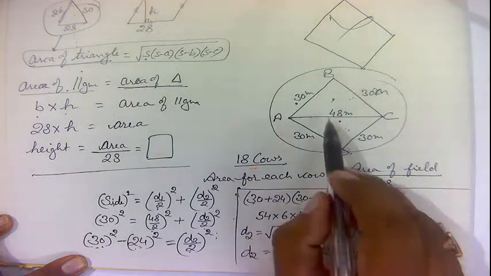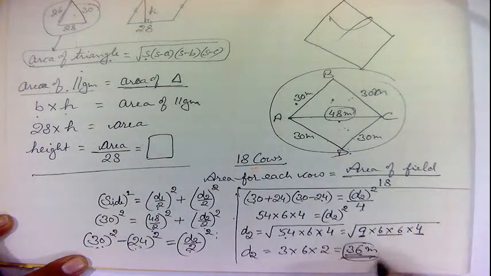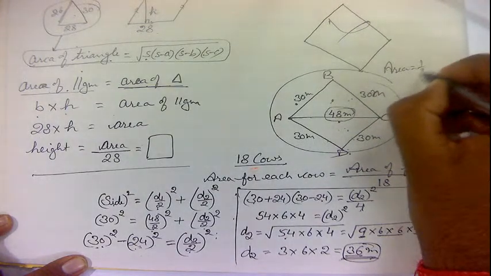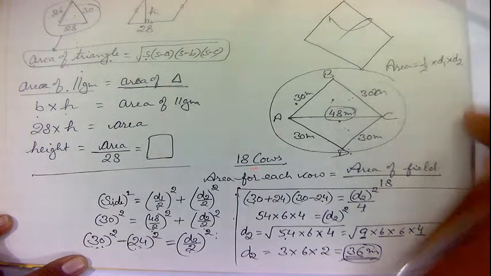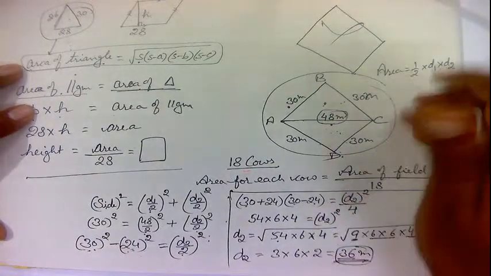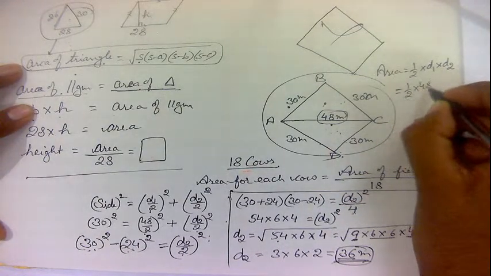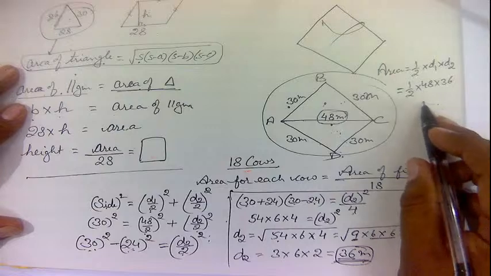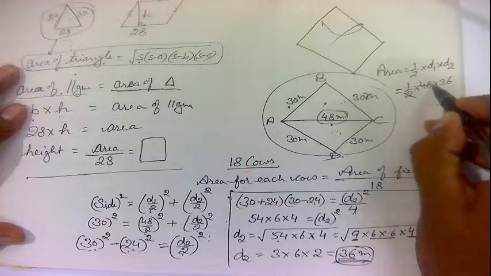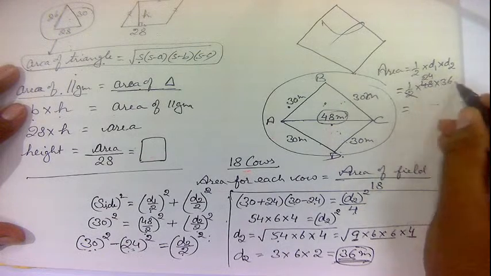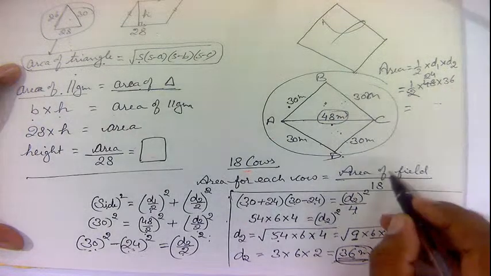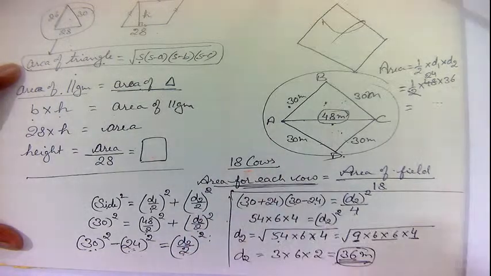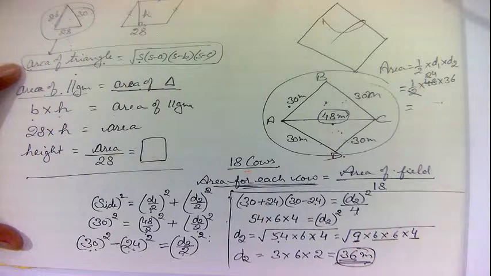Now here, one diagonal was already given, and the second diagonal is 36. Then you can also find the area of the rhombus using half first diagonal into second diagonal. From here you can straight away get the area, that is half multiply 48 multiply 36. This will give you the area of this rhombus. 2 into 24 gives 24. So 24 multiply 36 you have to do, and that area you will divide by 18. That will give you the area of the field for each cow. So in this way you can complete this question.